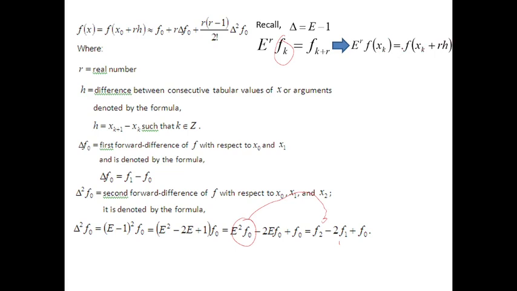So to get rid of r, we add rh to x sub k. So it is increased by rh. Now the argument is increased by rh. So we can now proceed.